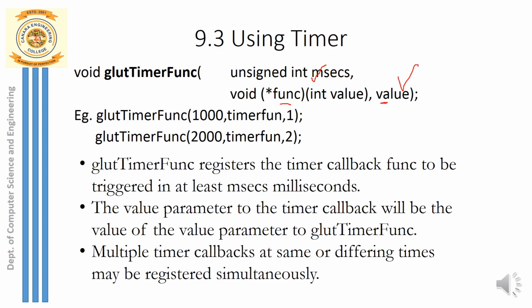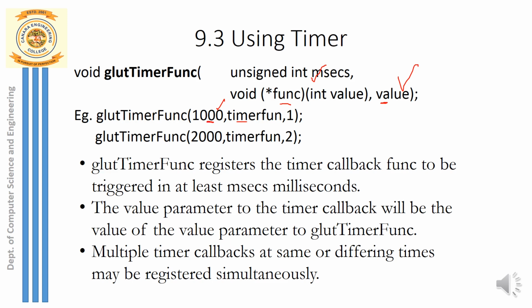This third integer value is of your choice. You can just pass a contiguous number 1, 2, 3, depending upon the timer that you are associating. For example, you can see glutTimerFunc with the three parameters I'm passing. The first parameter is the delay in milliseconds, 1000 milliseconds. Then timerFunction is nothing but the user-defined function. So 1000 is the delay that you specify before you call the function.